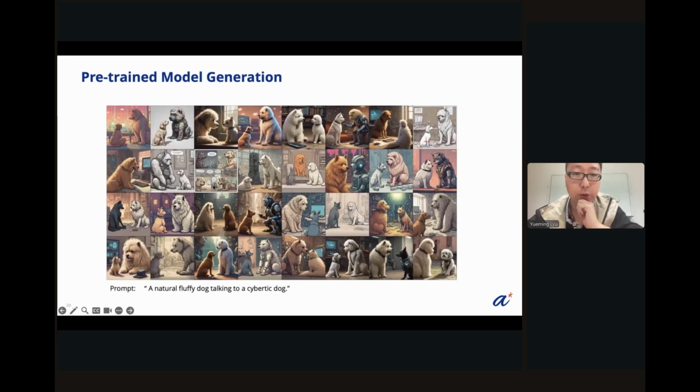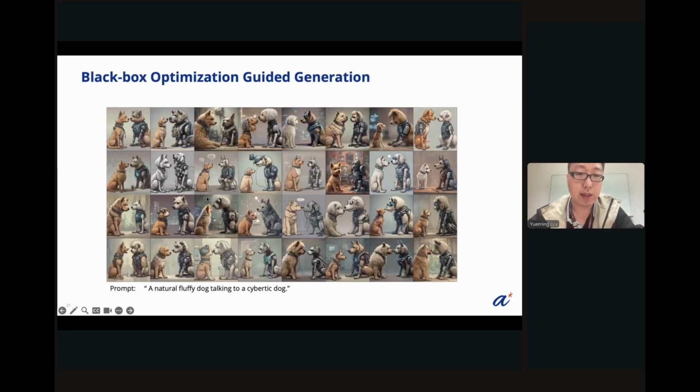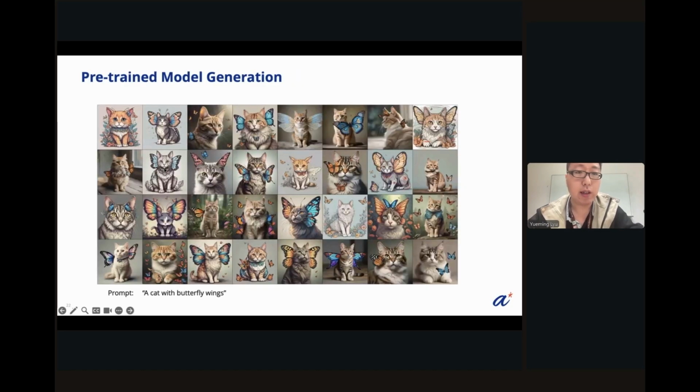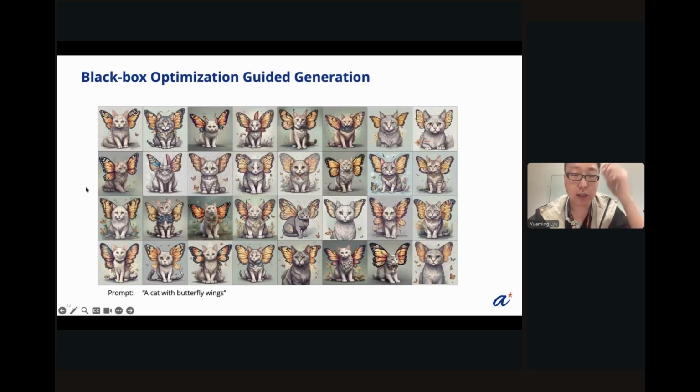Here is some demonstration of the generated images. Here's the pre-trained image. The target prompt is a natural fluffy dog talking to a cybernetic dog. Here is the generated result of our black box guidance. Here is another example. The target prompt is a cat with fluffy butterfly wings. Here is the result after our black box optimization.